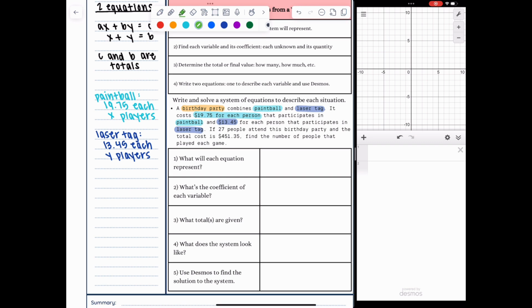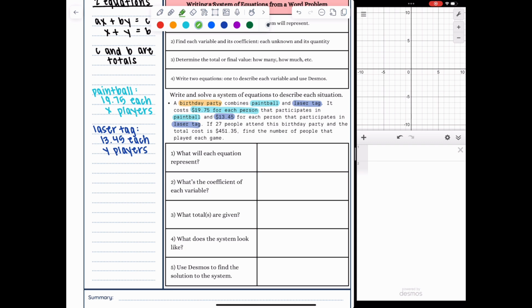The problem with the total, though, is that we need to know how many people and the total cost. So you're looking for two numbers here. The first number is your 27. You know that 27 people attend. Some of them are going to do laser tag and some of them are going to do paintball. You don't get to choose both in this situation. So the first total is going to be 27 people.